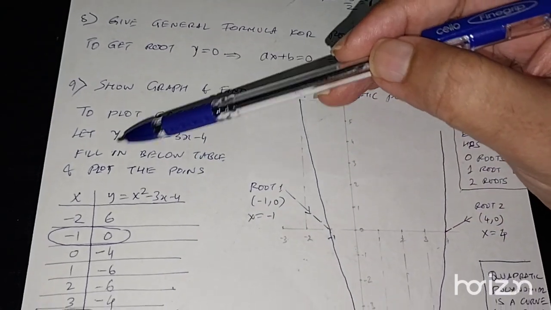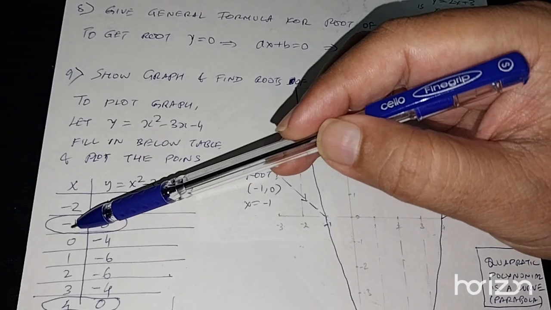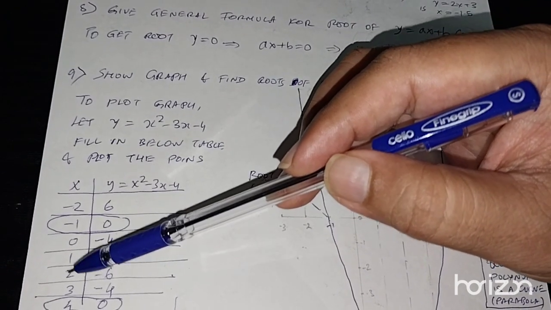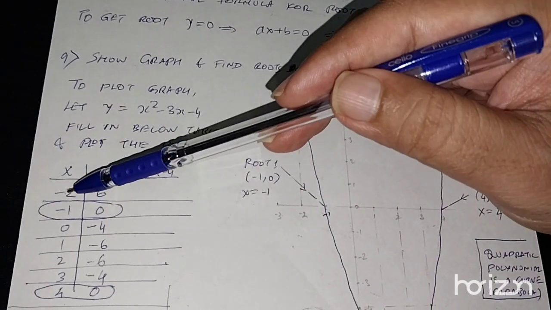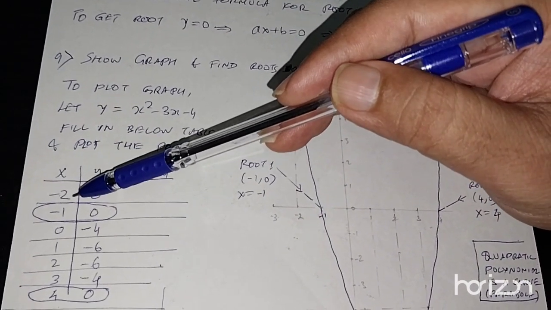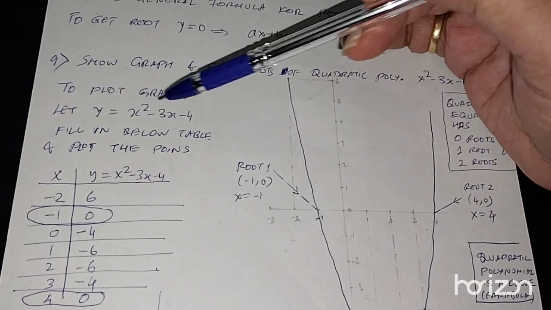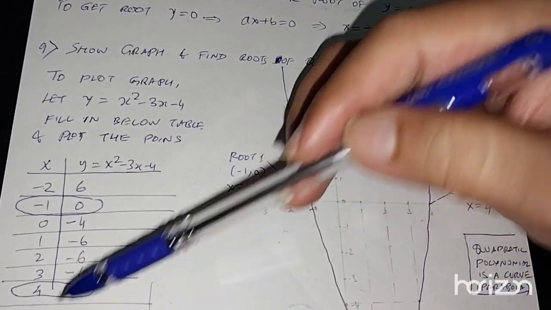Okay, so for example, we have taken x is equal to minus 2, minus 1, 0, 1, 2, 3, and 4. All these values we have taken. When x is equal to minus 2, you substitute for x in this polynomial. I have done that rough calculation here at the bottom.